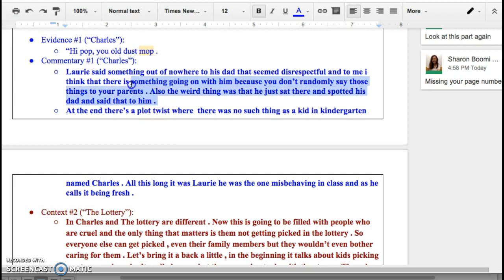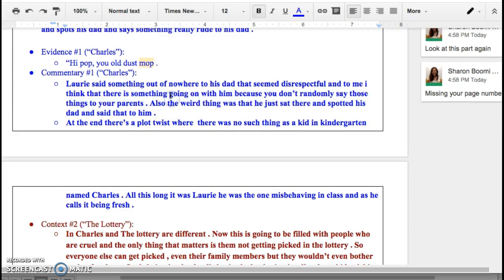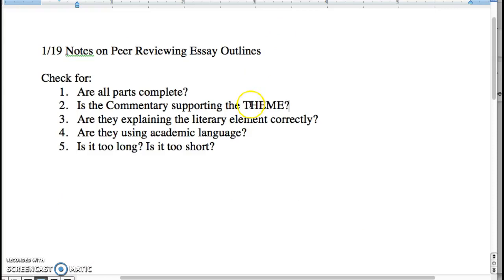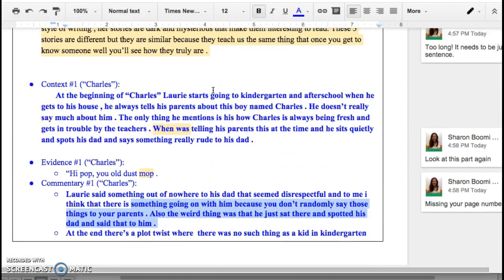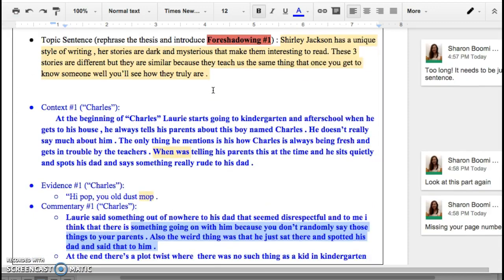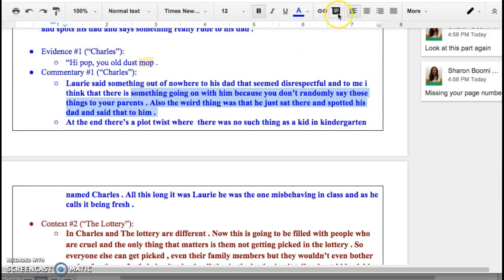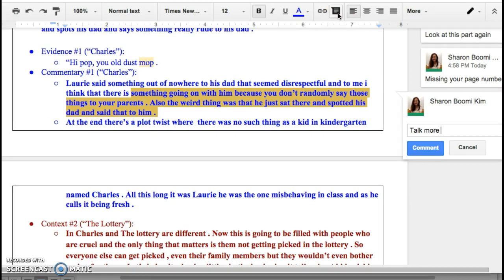So right here, I think the commentary could be a little bit more clear. This person is being really descriptive about what's happening, but they're saying there's something going on with him, the weird thing. This person could be a little bit more clear about their commentary. So right here, they're not quite explaining the literary element as clearly as it could be explained. Their literary element here is foreshadowing. So maybe they could specify and talk more clearly about foreshadowing.